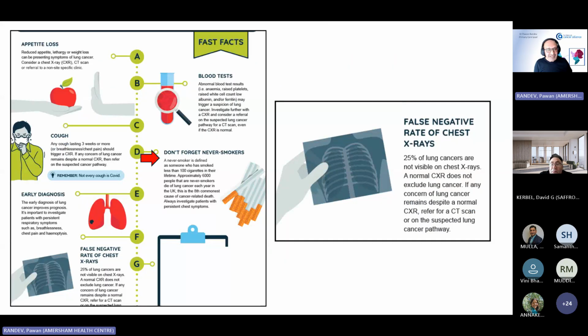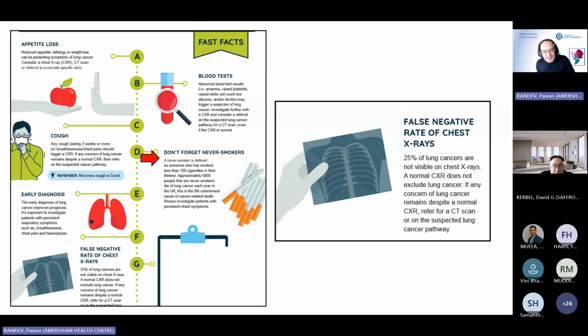And when we think about lung cancer, this is a graphic that I've borrowed from Manchester. And this graphic illustrates a few very important things. Most of these we will be aware of, but I just wanted to bring them to front of mind. And this summarizes the key elements of lung cancer. But one other important element that I've highlighted with the red arrow is don't forget never smokers.